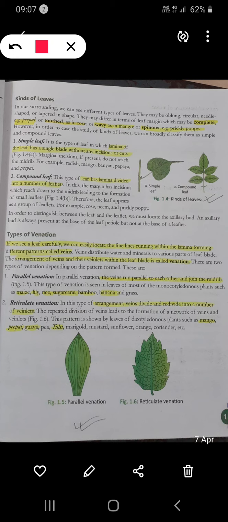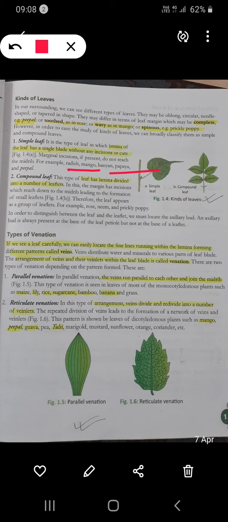The margin has incisions, that means cuts, which reach down to the midrib, leading to the formation of small leaflets. We can see here, it is a margin, it is reaching to the midrib, and there are so many incisions, so many cuts. The examples are rose, you can see in the leaf of rose, neem, prickly poppy, like this. Okay, these are the examples of compound leaf. And what are the examples of simple leaf? Mango, papaya, peepal, these are simple leaf.